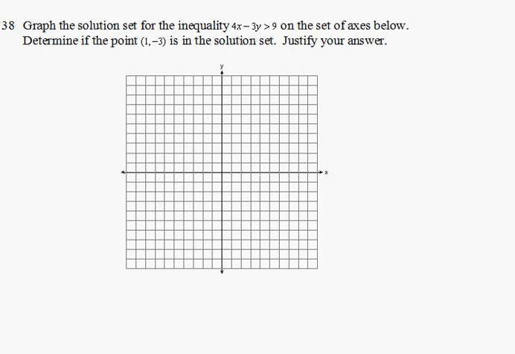Hey there, down to the last two questions, 38 and 39. We're almost done with this Regents. Hopefully this tutorial does help you in some way. Okay, the last two questions over here.